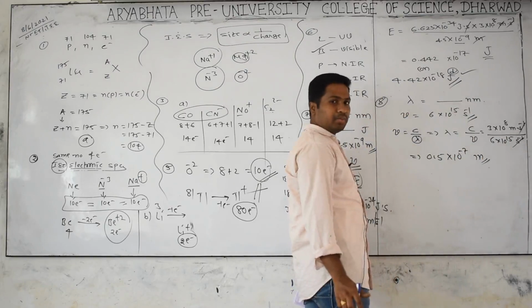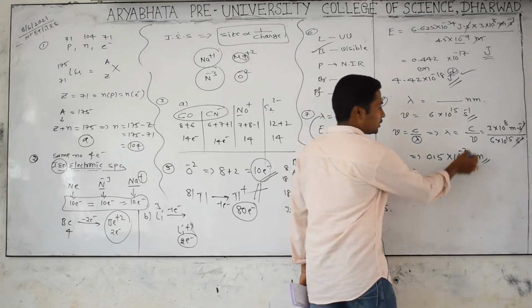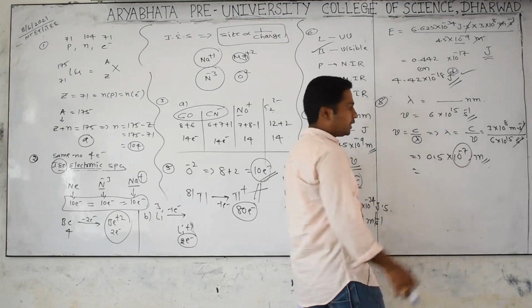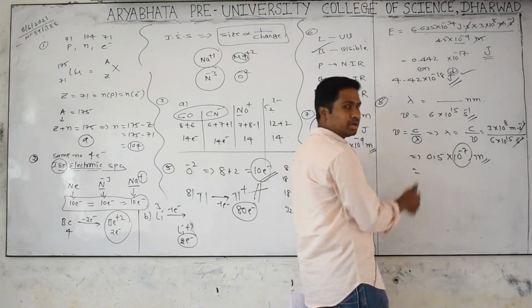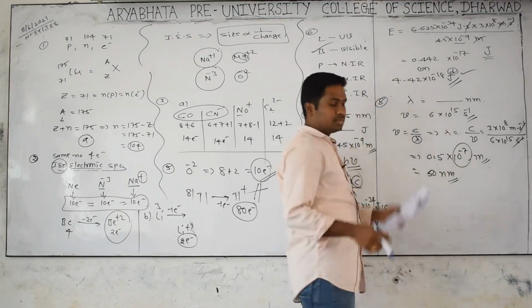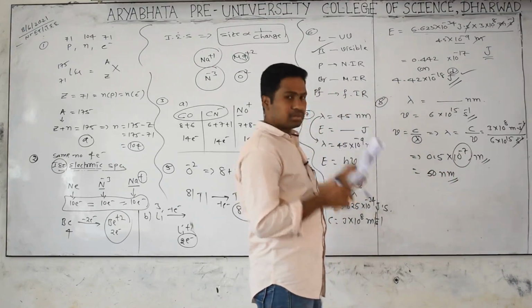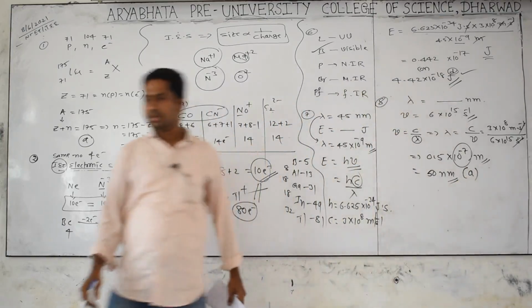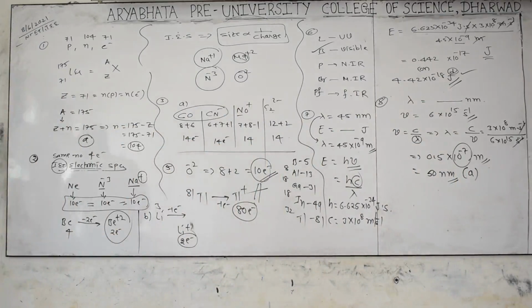But he wants it in nanometers. Nanometers means I want to get 10 to the power of minus 9, so multiply by 100, and you are getting 50. 50 nanometers you are getting. Check it, which option is it? It is the first one. Are you getting it or not? Yes, it's a very important thing. It's very simple. If you concentrate on these basic things, you can get all of these very easily.